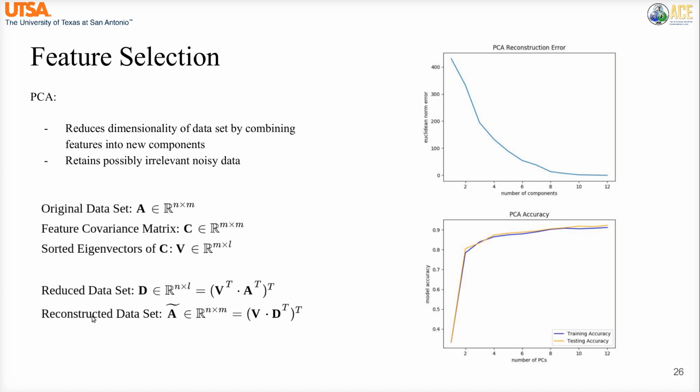And then in order to reconstruct the data set, you basically do the same thing, but you do V dot D transpose and then transpose the result of that to get you back to your original dimensionality. The problem with this, however, is that depending on how many principal components you take out, you have an error between your original data set and your reconstructed data set.